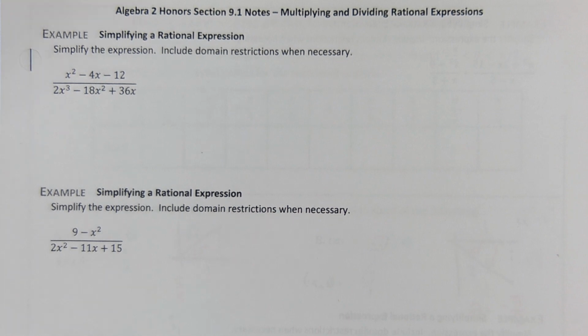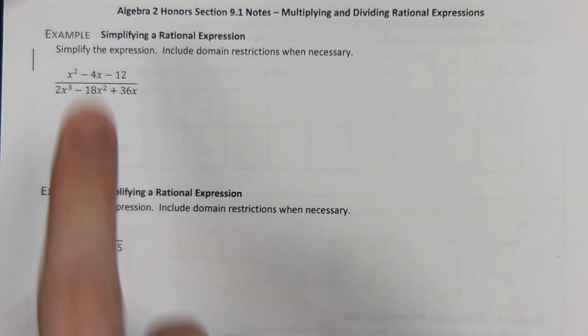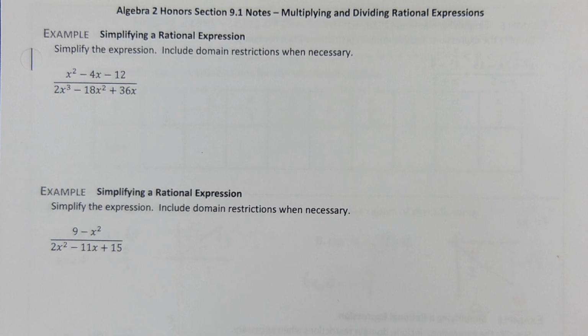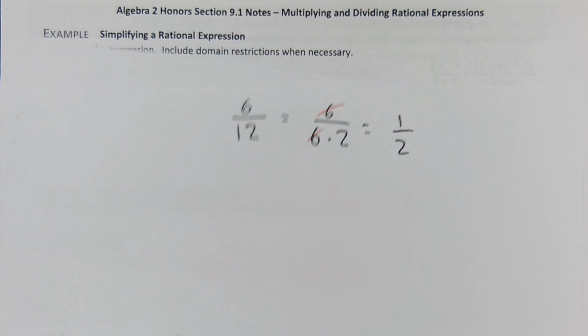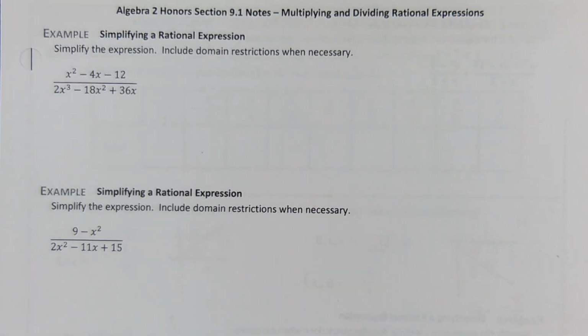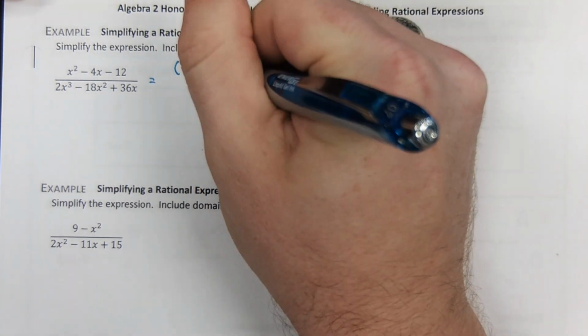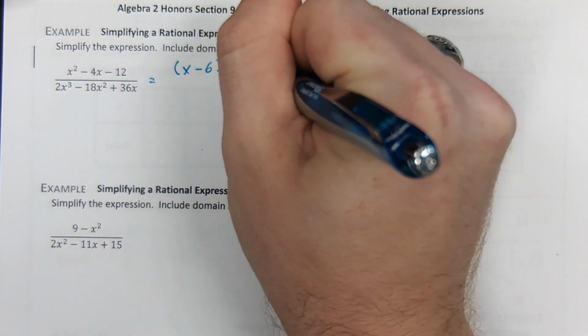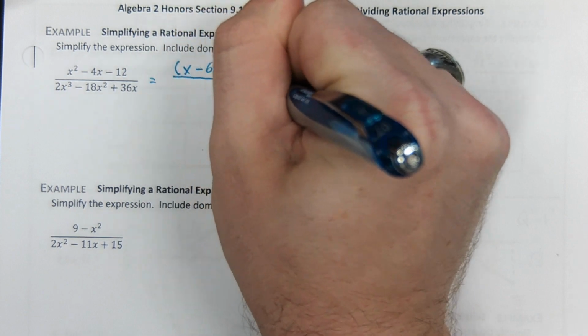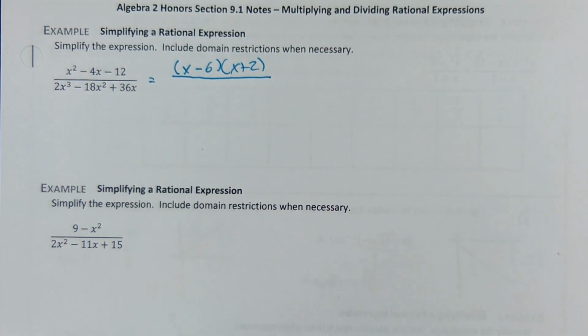Anyway, we have to figure out how to factor this thing on top. Looking for the two numbers that multiply to -12 that add to -4. Hopefully that's easy enough. It's going to be -6 and +2. Almost like I knew a 6 and 2 was coming up. Anyway, -6 and +2. x minus 6 and x plus 2. Like that.